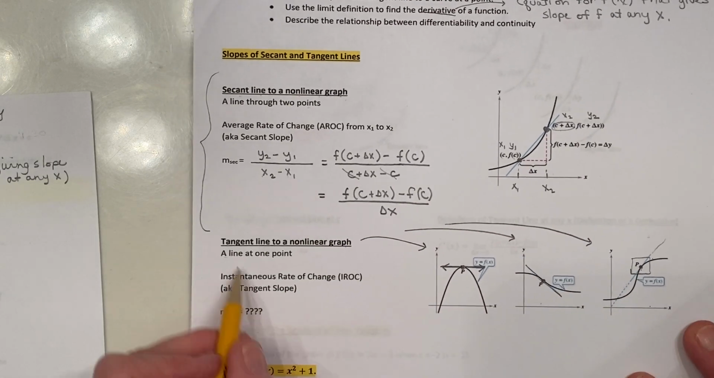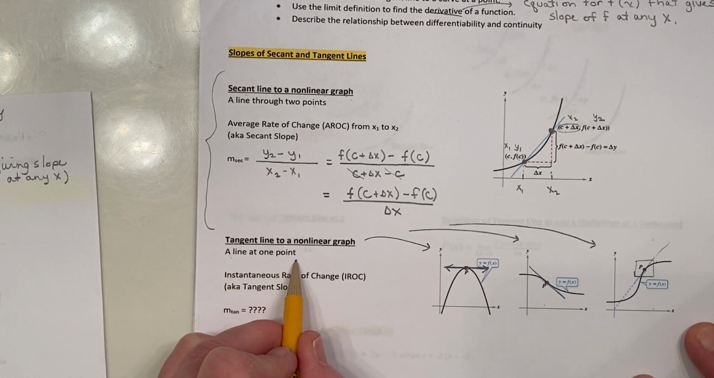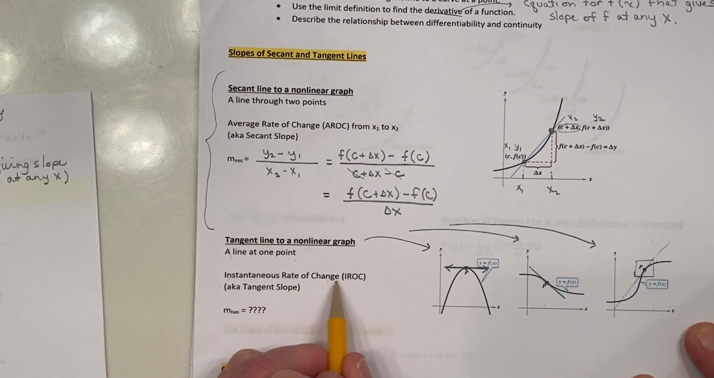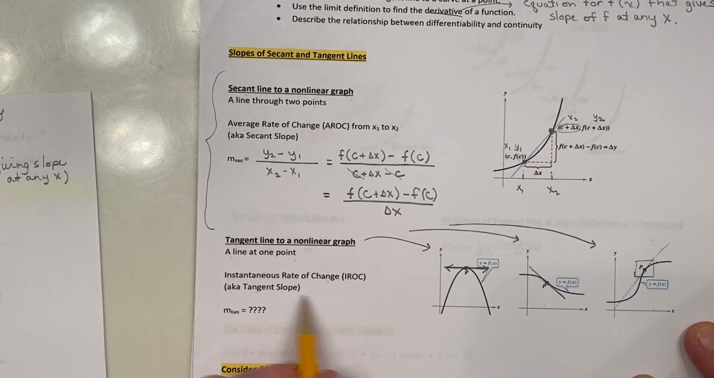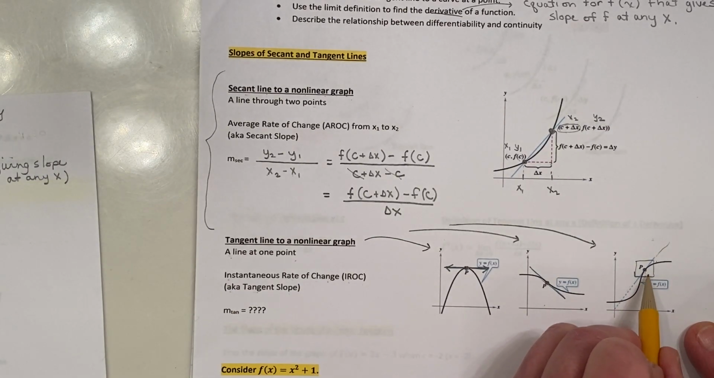All right, so this would be a representation of that tangent line. So back over here, a tangent line is described to be the intersection of a graph at 1 point. We also call that instantaneous rate of change, or IROC for short, also known as tangent slope. So this tangent line, its slope is sometimes called the tangent slope. We call it the instantaneous rate of change. This line just represents the slope of the graph at that particular point P.